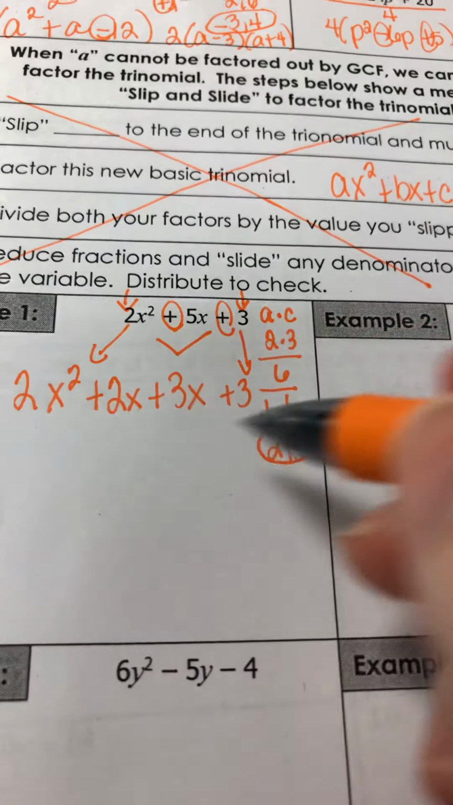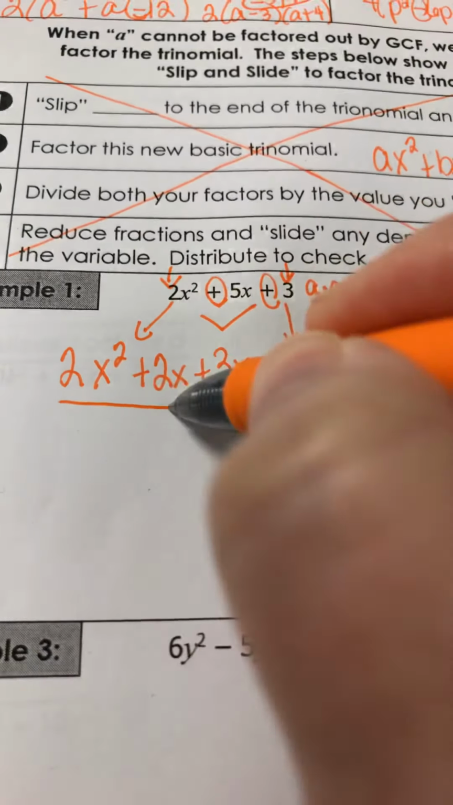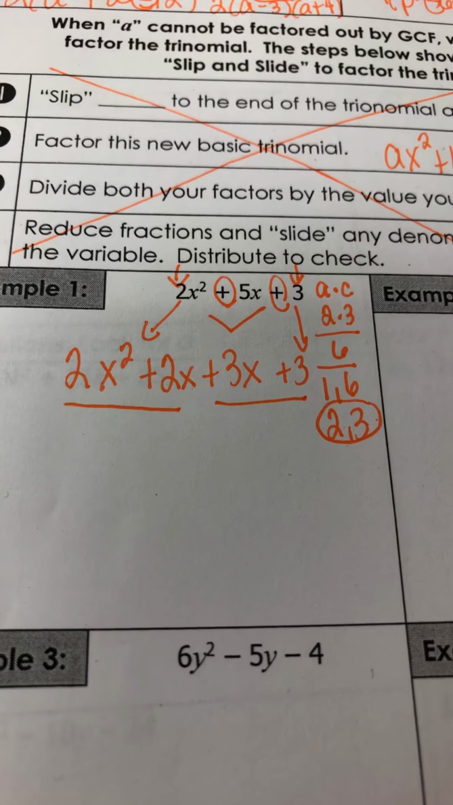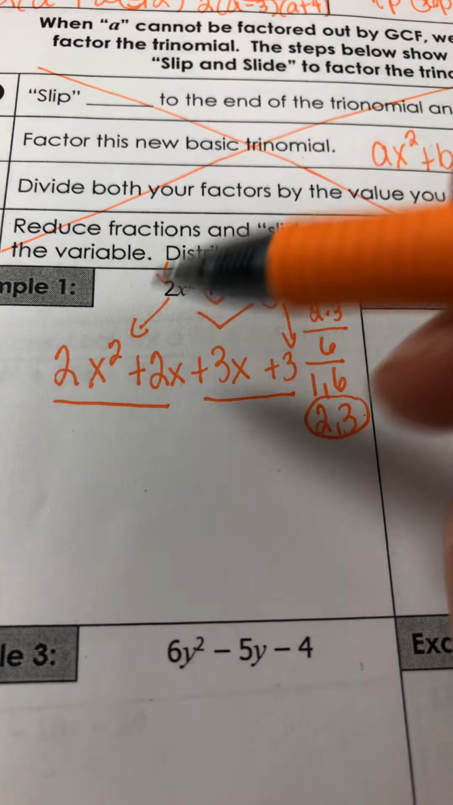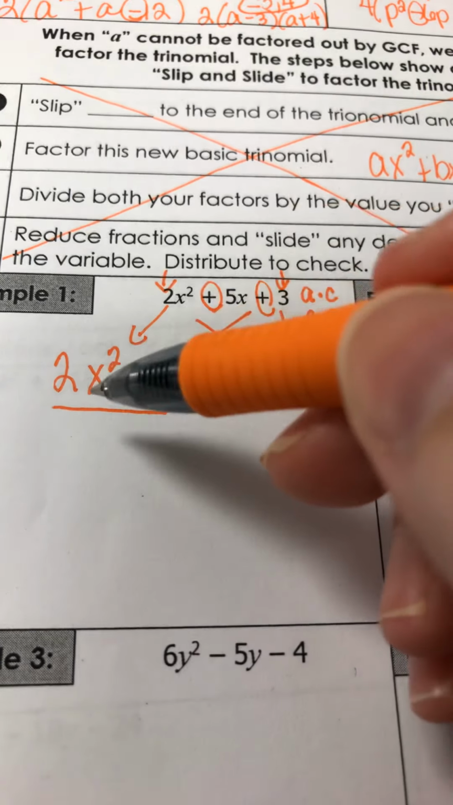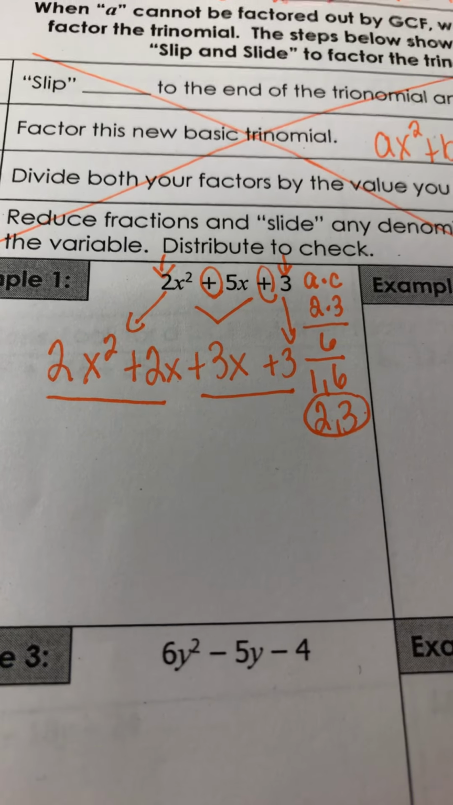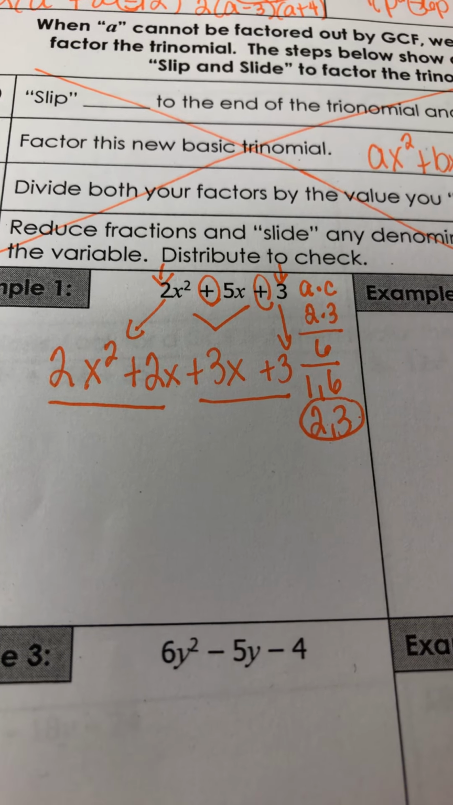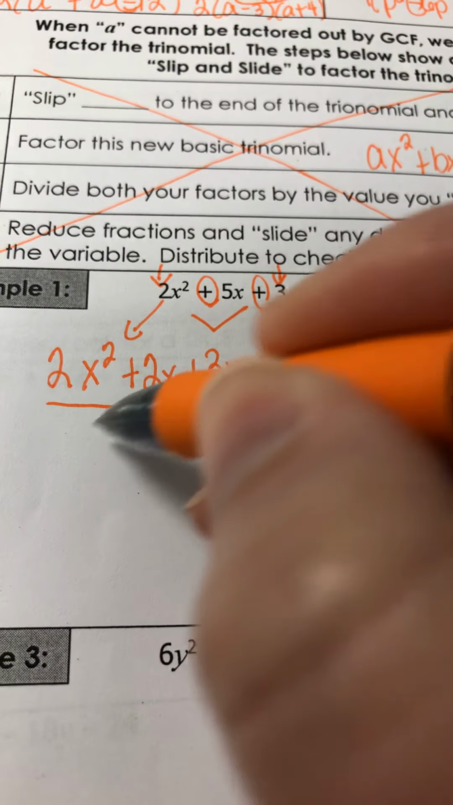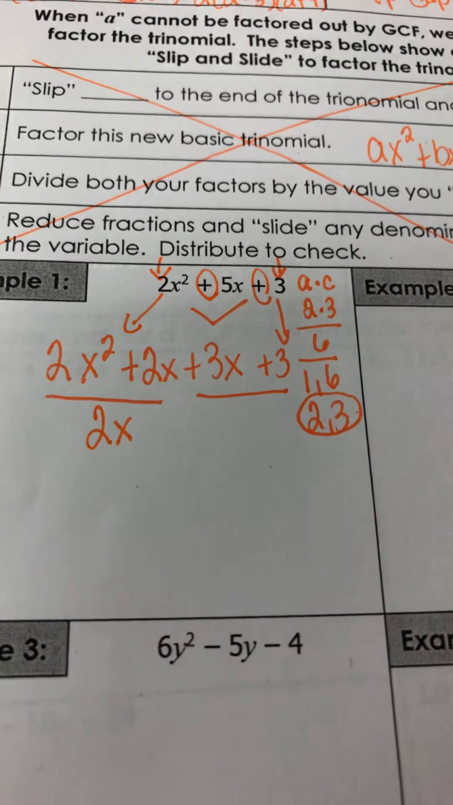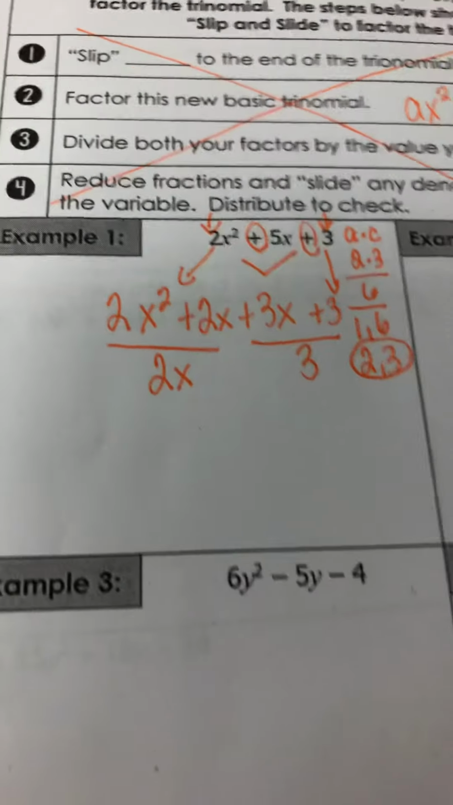Now, when you have 4 terms in a polynomial and you're asked to factor it, what you want to do is create 2 groups, group 1 and group 2. When you make your 2 groups, make sure that your signs match. Positive, positive, positive, positive. So we're in good shape. Now, in each group, you want to find your greatest common factor. 2x squared plus 2x has a GCF of 2x. 3x plus 3 has a GCF of 3.